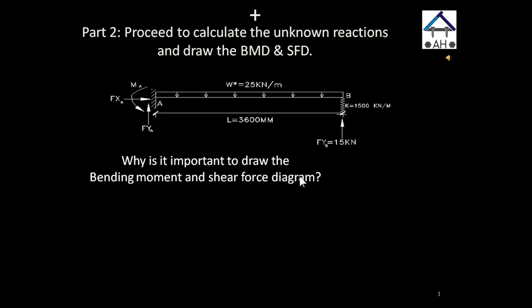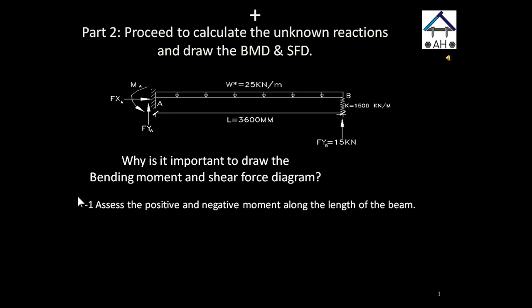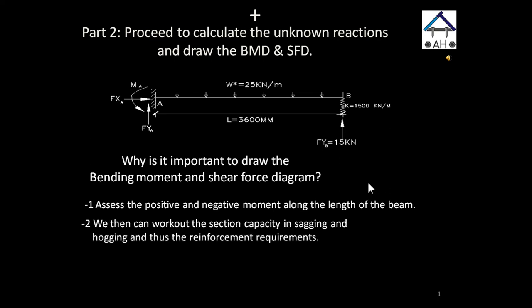Now why is it so important to draw the bending moment and shear force diagram? Well, it simply helps us to assess all the positive and negative values of the transverse shear and bending moment along the entire length of the beam. And number 2, we then can work out the section capacity in hogging and sagging, and thus the reinforcement requirements.